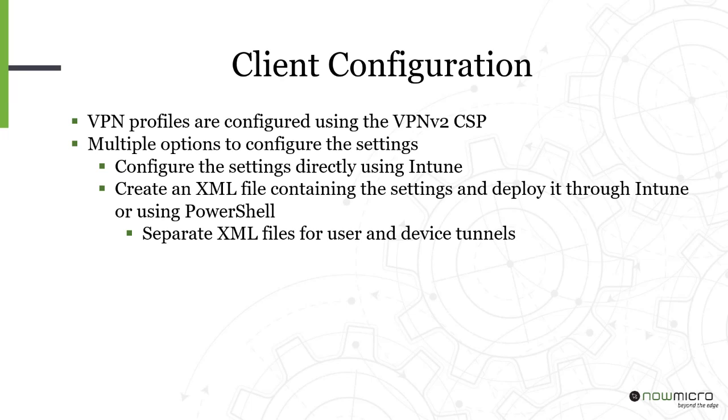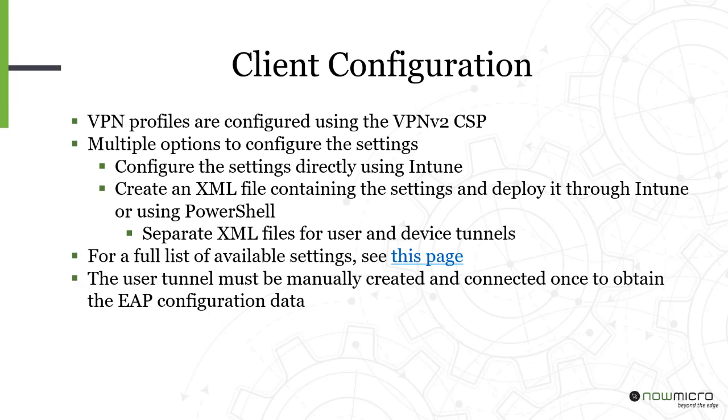And we will end up with separate XML files for user and device tunnels. So if you deploy both tunnels, you'd have at least two different XML configuration files. For a full list of settings, see again this link. If you just Google search VPN v2 CSP, it should be the first result. There's a Microsoft Docs page that gives you all of the available settings.